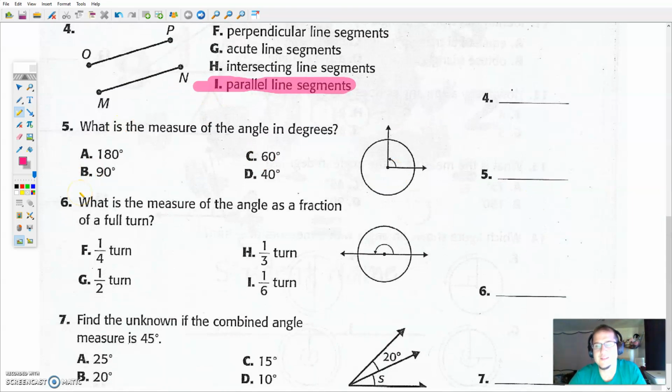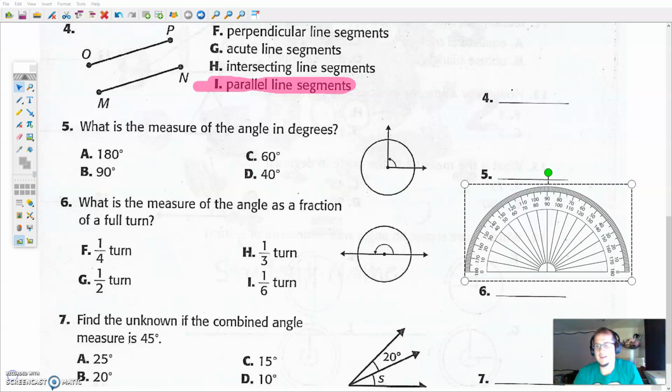Number 5, what is the measure of this angle in degrees? This is going to require me to pull out my protractor. So let me get that brought in. And like magic, it's there. Video is awesome. Pause and restart. If you have the printed copy of this, go ahead and pull out the protractor that I gave you.